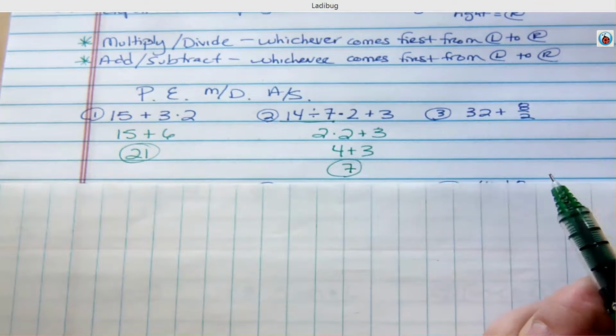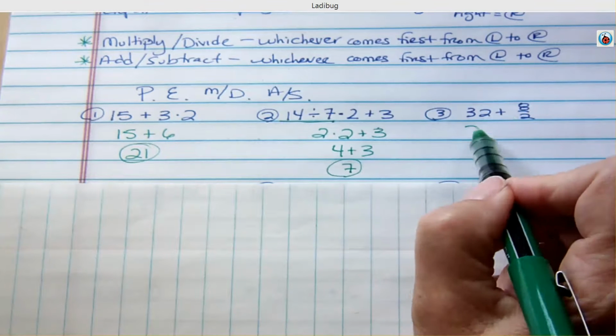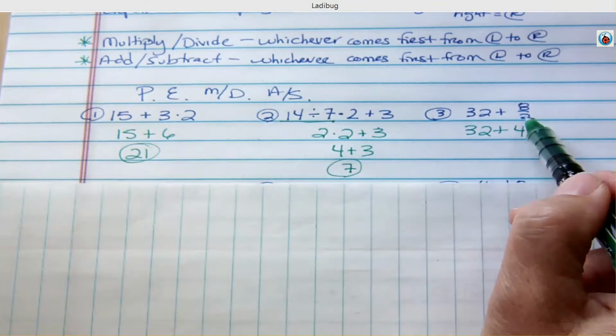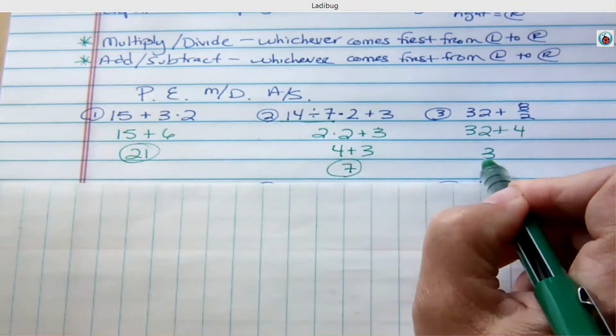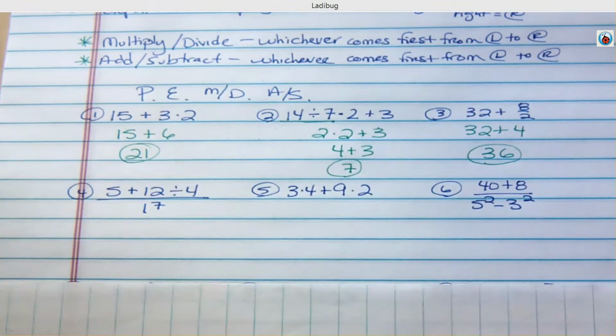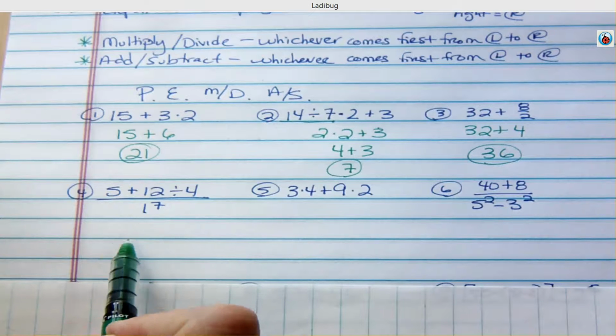It'd be great for you to pause and try these and come back and see if you can get the same answer. Now here I have 8 divided by 2, which is 4. I'm going to do that first. Remember, that just means a division problem. And then I'm going to add to get 36. All right, 3 more. Again, if you can do them ahead of me or pause and do them without me, that would be great. Here I have to do the numerator and then the denominator separately.